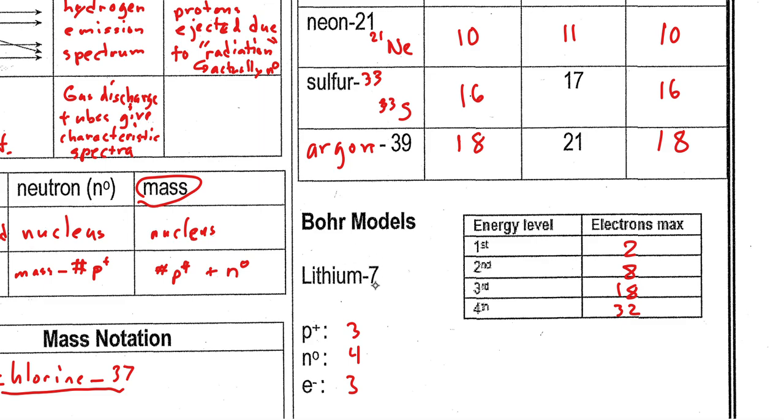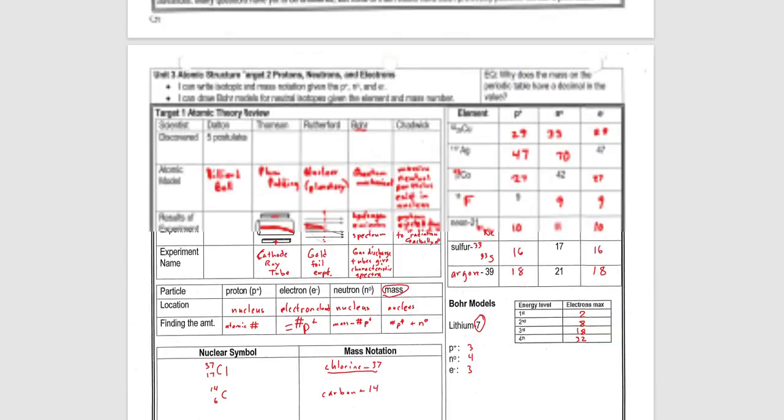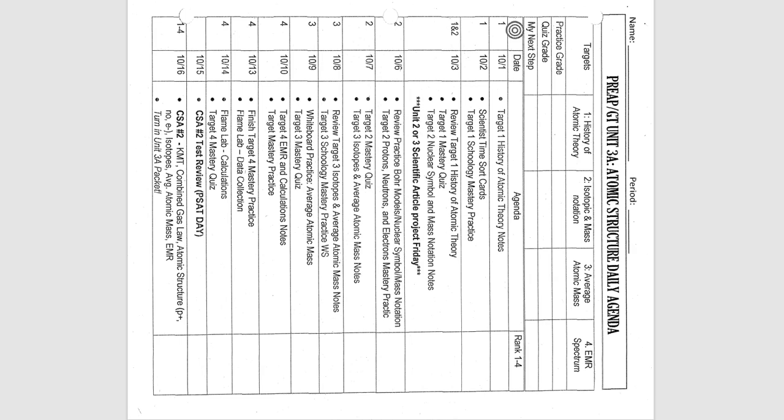Here's a Bohr model. We're told that lithium is 7. That's this isotope of lithium. Of course, the atomic number of lithium is 3. Then the number of neutrons must be 4 by subtraction, 7 minus 3. Okay, I feel like you're already all up on all of that, so there's nothing more to review here.